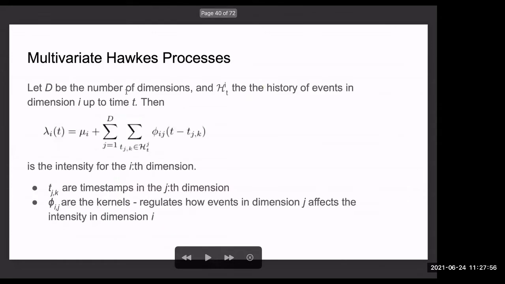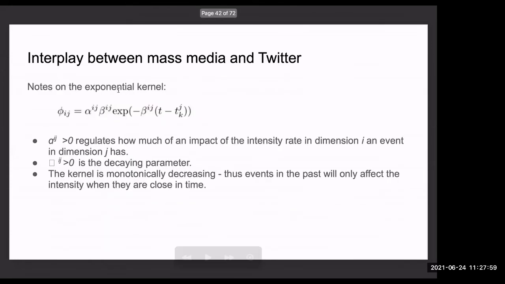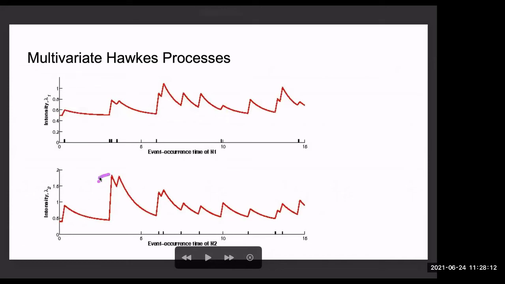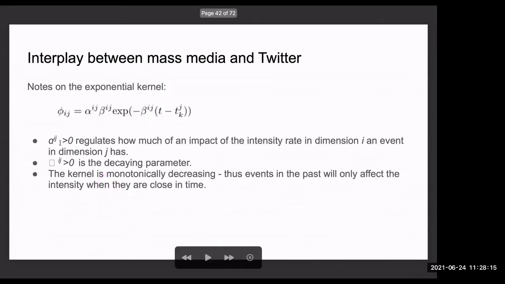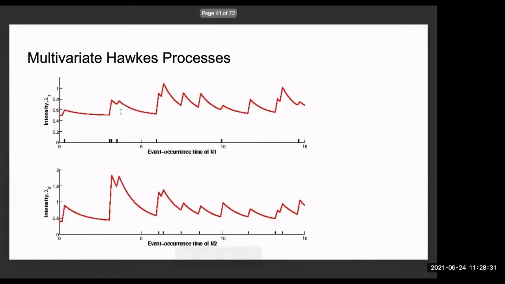Yeah, there are a lot of different choices for kernels. What we used for this one is the exponential kernel. The alphas basically mean how big this jump is going to be. So the larger the alpha, the larger the jump from dimension j to i, like how much the mutual excitation influences each other. And this should be a beta, which is the decay parameter, so how fast this decaying process goes.